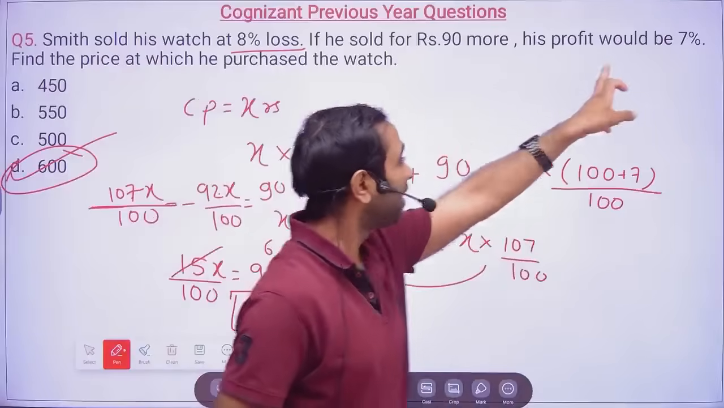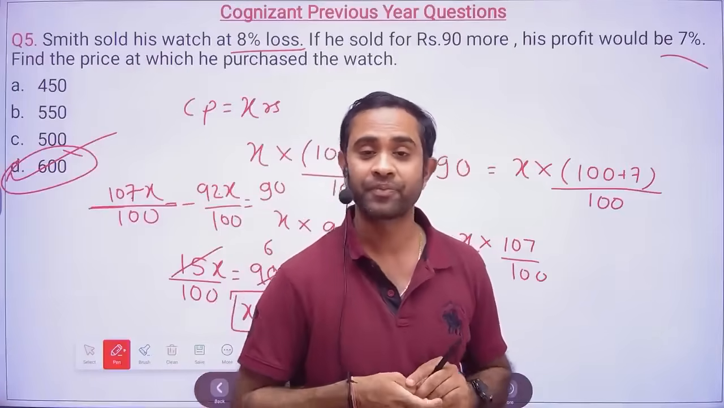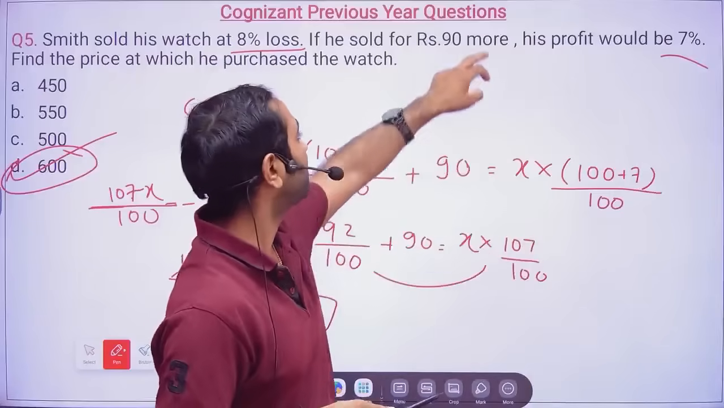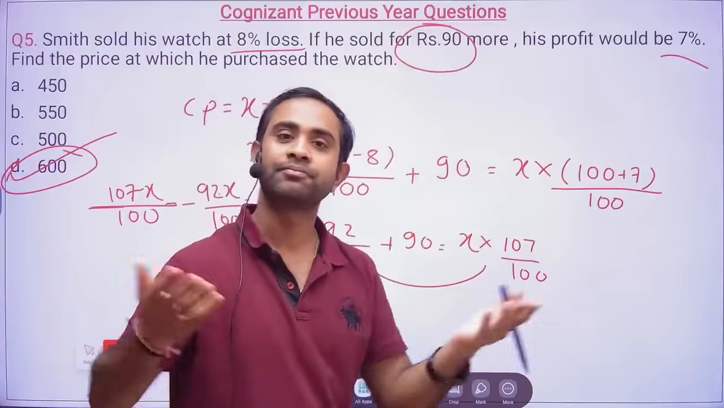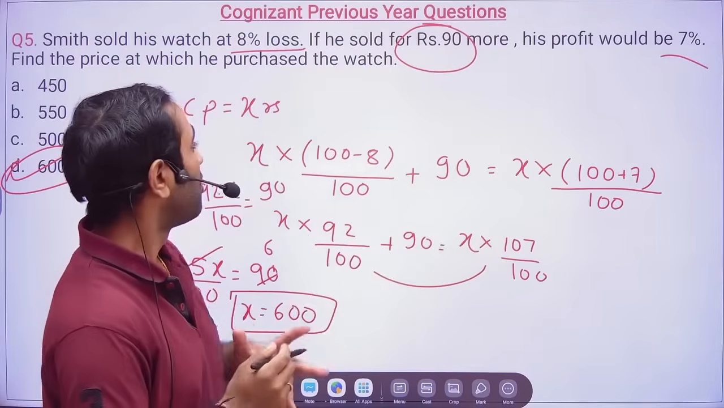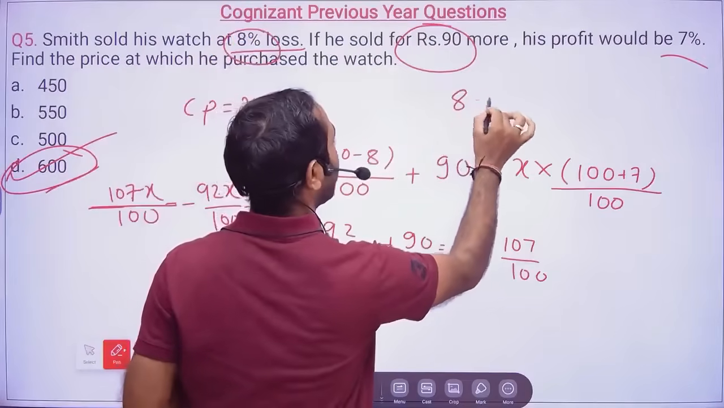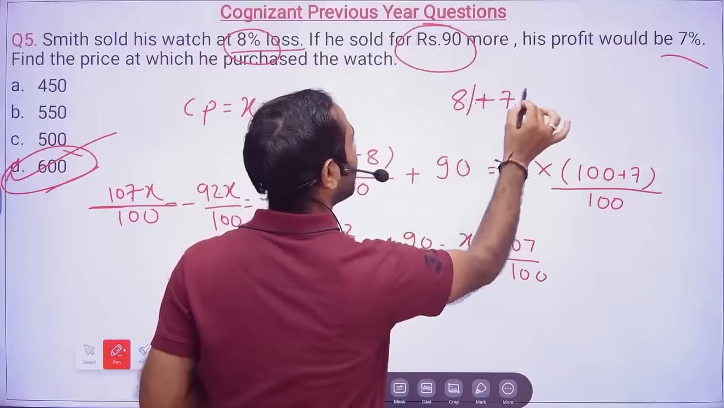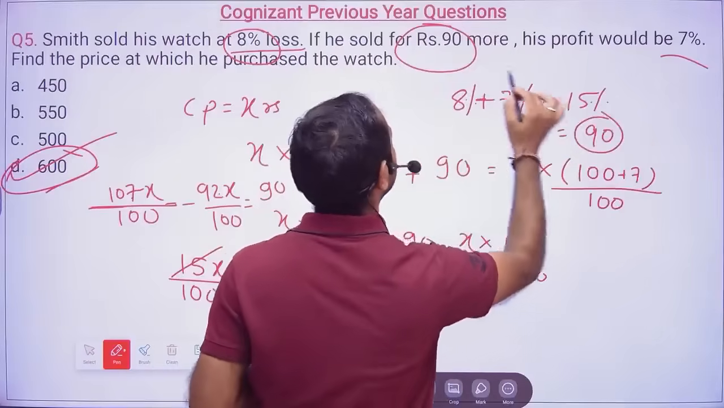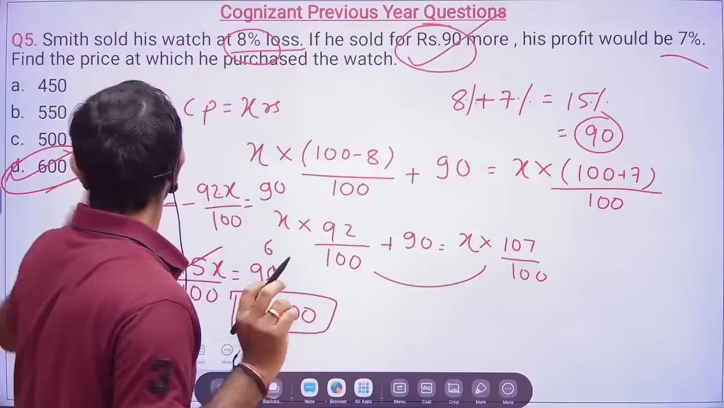And here 7%. So 7% of 600 is 42. So 48 you are reducing and 42 you are adding, which will be nothing but equal to 90 rupees. So you could have done it with the options also. See, 8% plus 7% is 15%. 15% of 600 is 90. That will be the answer.